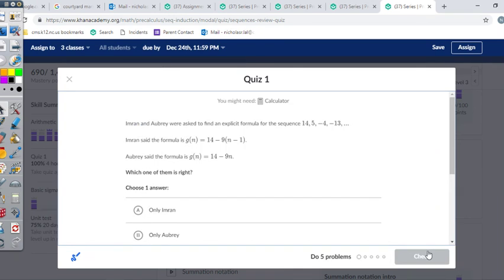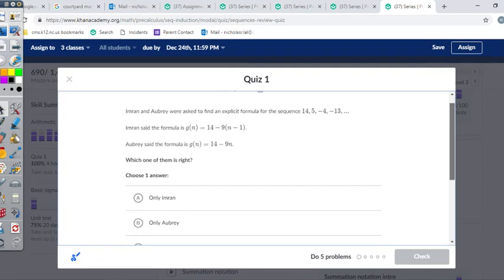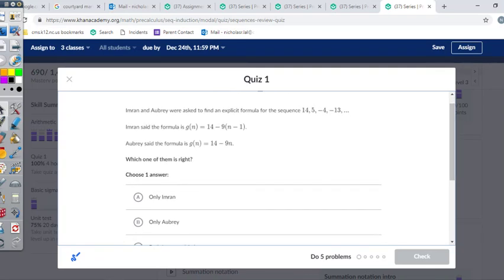All right, so Imran and Aubrey were asked to find an explicit formula for the sequence 14, 5, -4, -13. Imran said the formula is g of n equals 14 minus 9 times n minus 1. Aubrey said the formula is g of n equals 14 minus 9n.